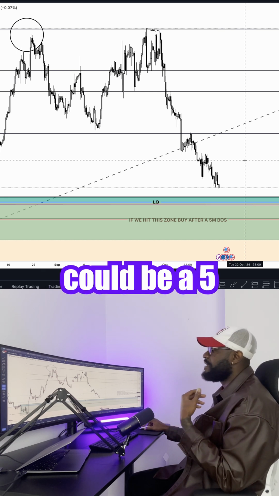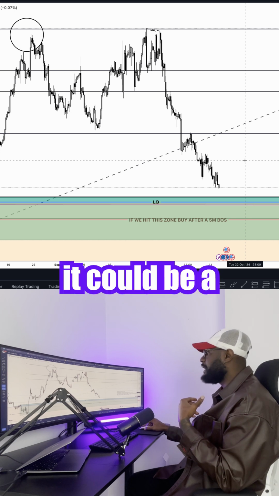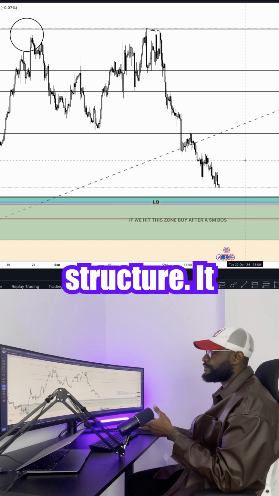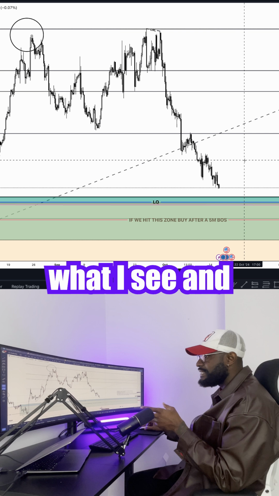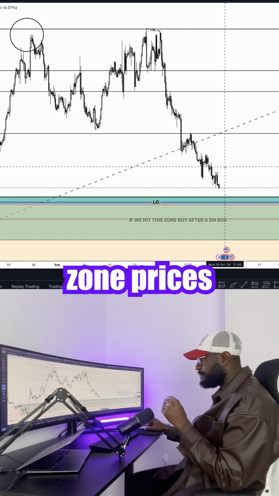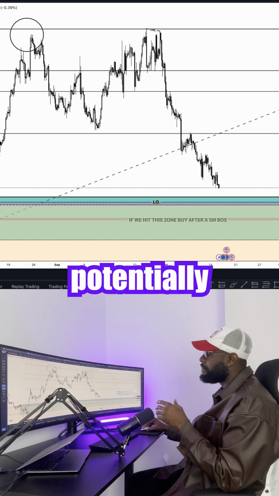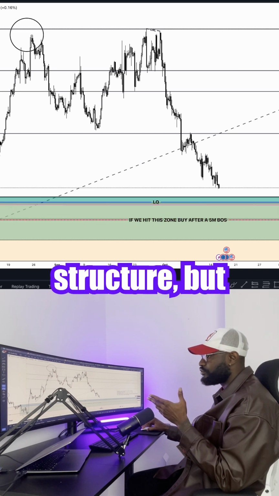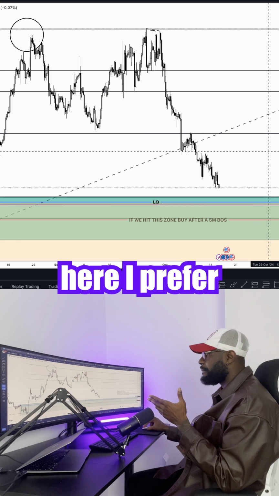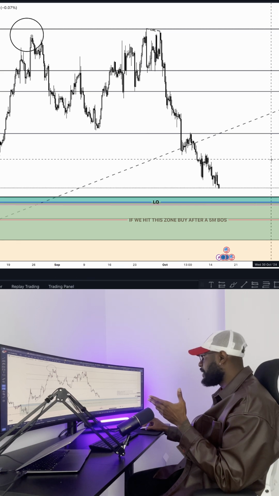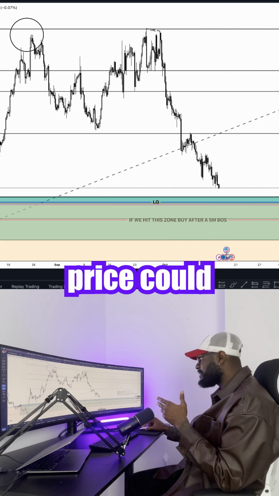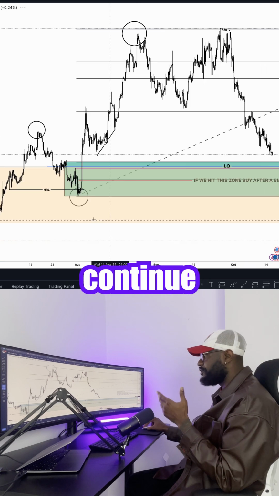It could be a 5 minutes break of structure, or it could be a 15 minutes break of structure. It all depends on what I see and how confident I am with the zone price has mitigated. So for example, if we mitigate this high right here, I potentially prefer using a 15 minutes break of structure. But if we mitigate here, I prefer to use a 5 minutes break of structure. But at the end of the day, nobody knows. Price could still come down here, smash these lows and continue lower.